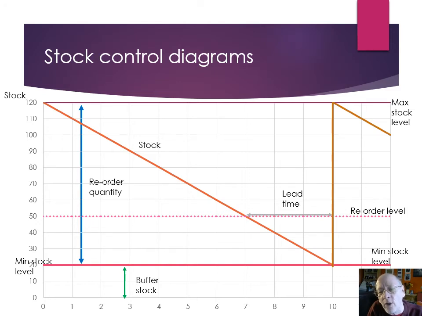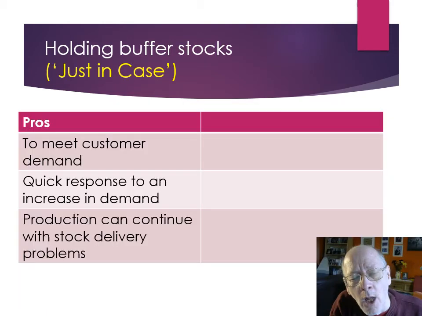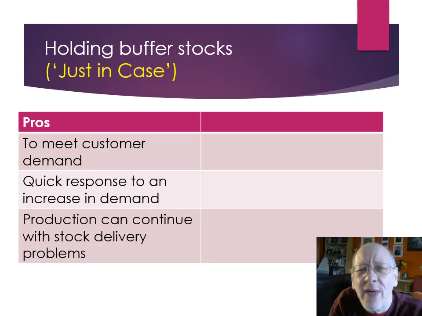And so the stock level is going to go down until once again we hit the reorder level of 50. And it will then take another 3 weeks for those orders to arrive. And again, our stock would then be replenished back up to 120. And that is the stock control diagram. So let's look at those buffer stocks, that level of 20. So why do we need a buffer stock?